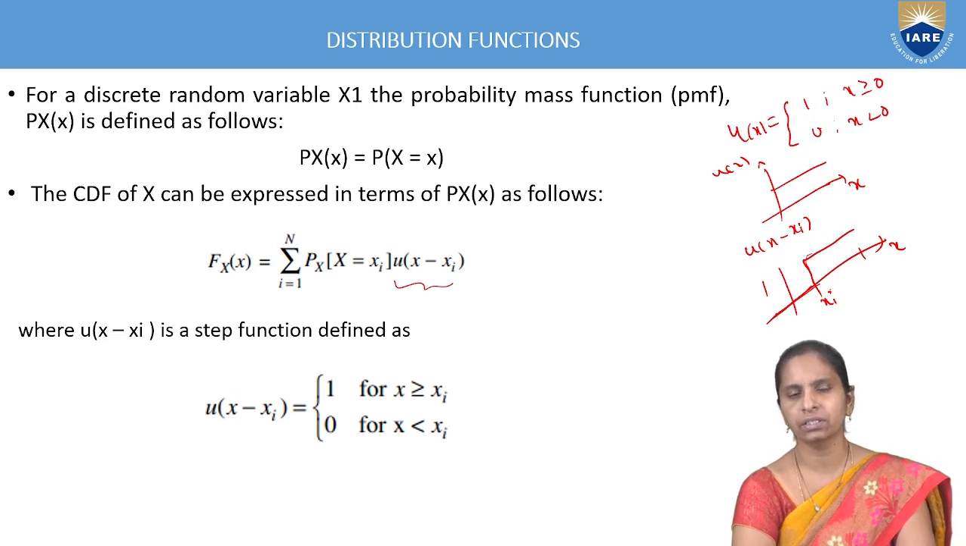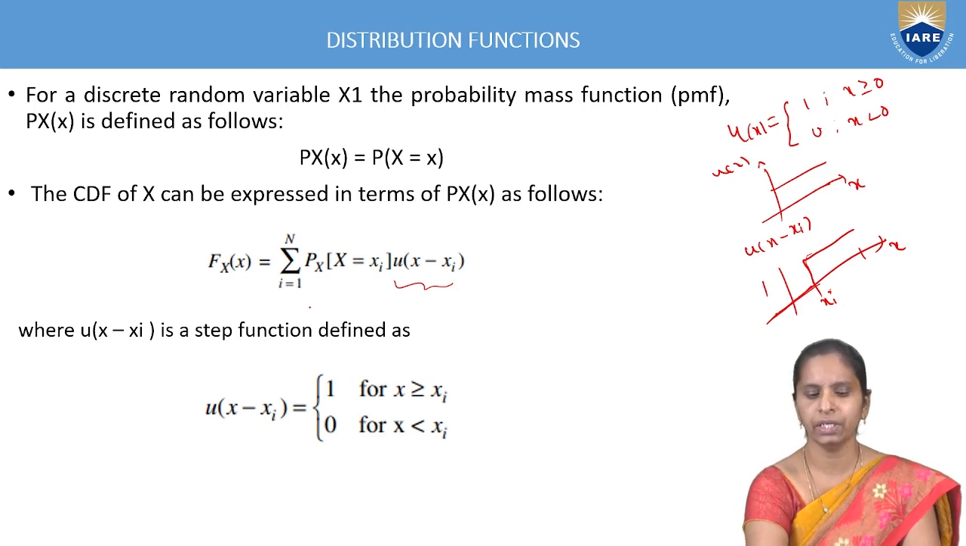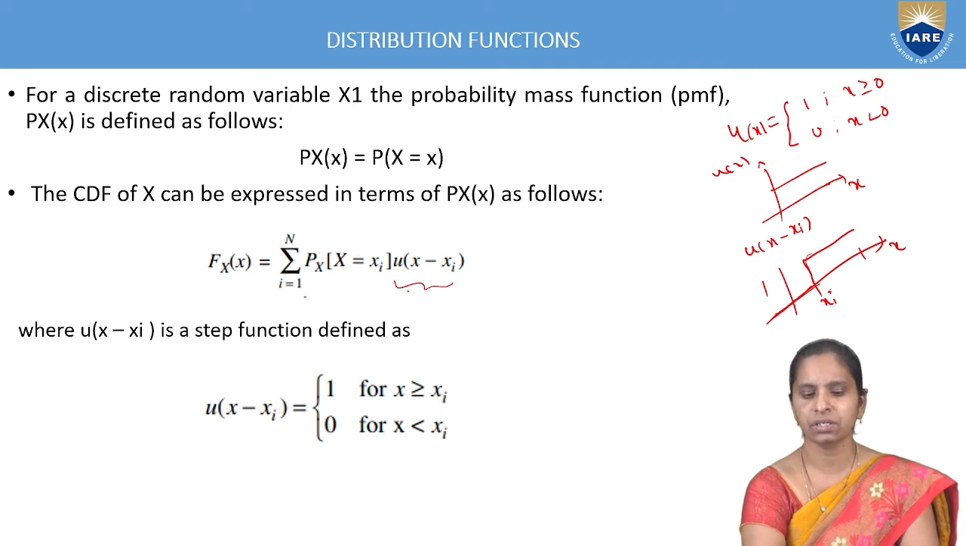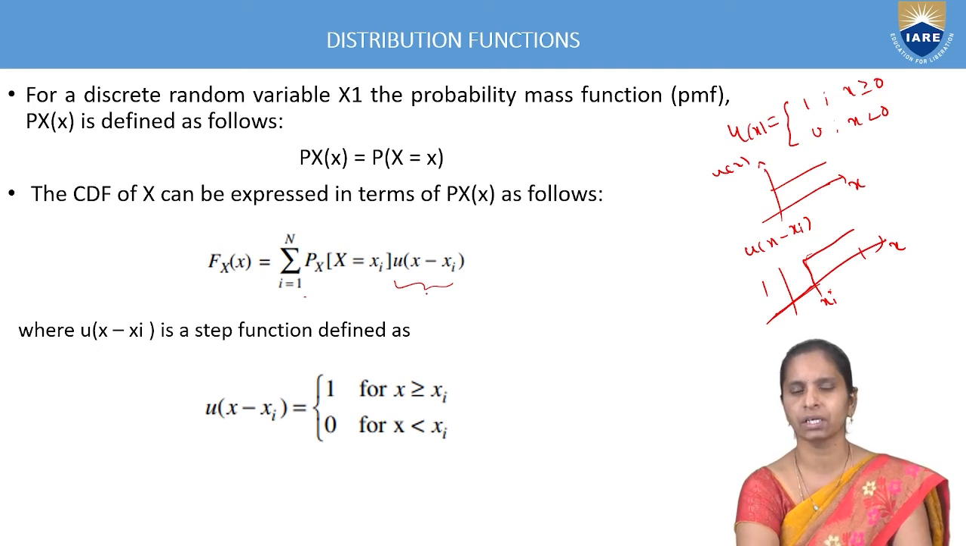So, you can write the distribution function for a discrete random variable as the sum of the delayed unit step functions, whose amplitudes have been multiplied by the corresponding probabilities. So, this is the distribution function for a discrete random variable. The same thing, if you plot on a graph, you will get a staircase waveform.